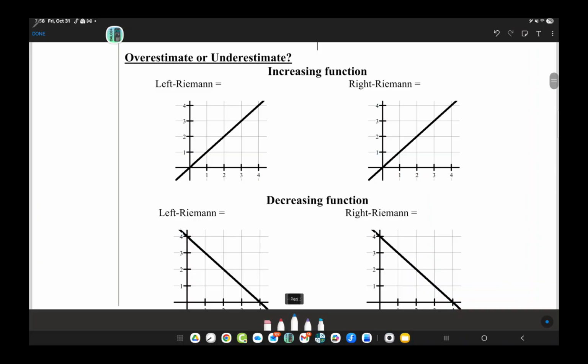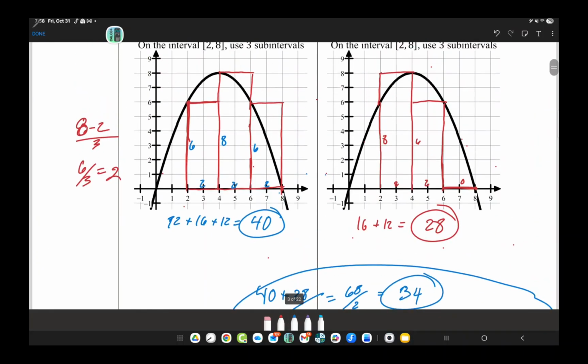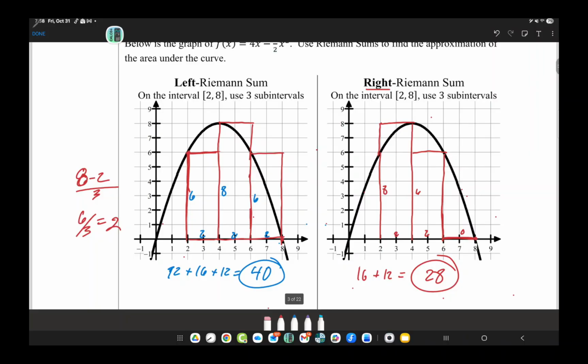Now, this is really about understanding if you have an overestimate or an underestimate. As we saw before, on the left Riemann sum, do you think I'm going to have an overestimate or an underestimate? I'm including all of this area right here extra, but I'm not including this area. Still, do I have more area that I'm including versus excluding? In this case, I probably have an overestimate. Okay. Definitely, most likely have an underestimate here.